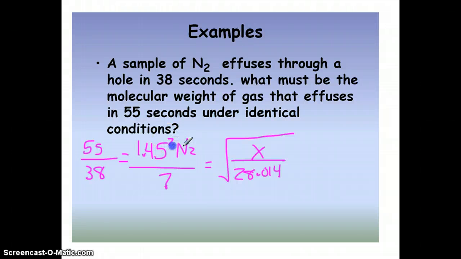So we're going to do like we did before, square that. So that's 1.45 squared is equal to x over 28.014. 1.45 squared times 28.014 gives us 58.68.